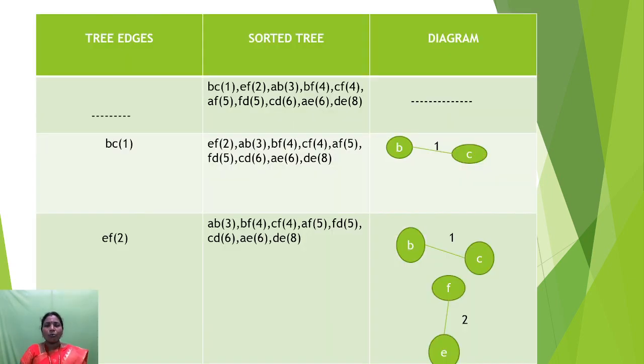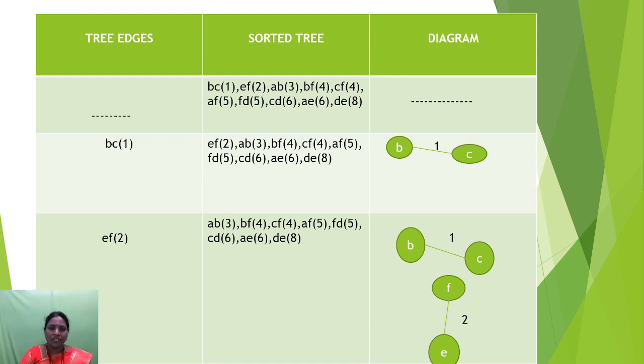Okay, how do we work with this Kruskal algorithm? Don't think this is very tough. It's a very simple concept. I choose a tabular column. Three contents are available in the header. The first thing is tree edges, the second one is sorted tree, and the third one is diagram.